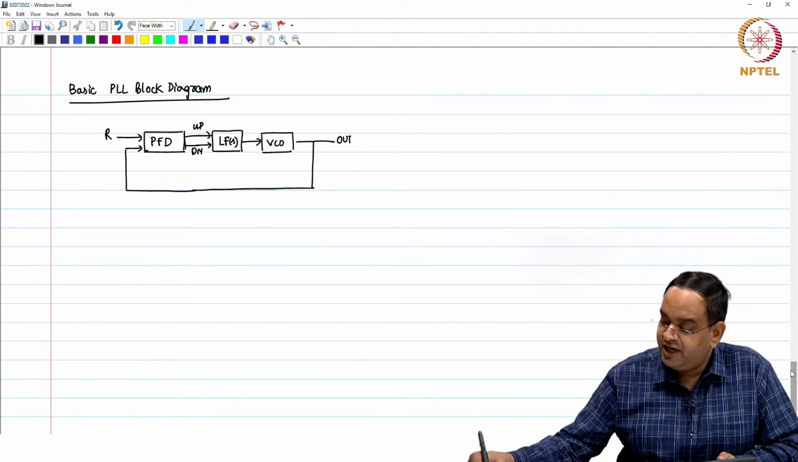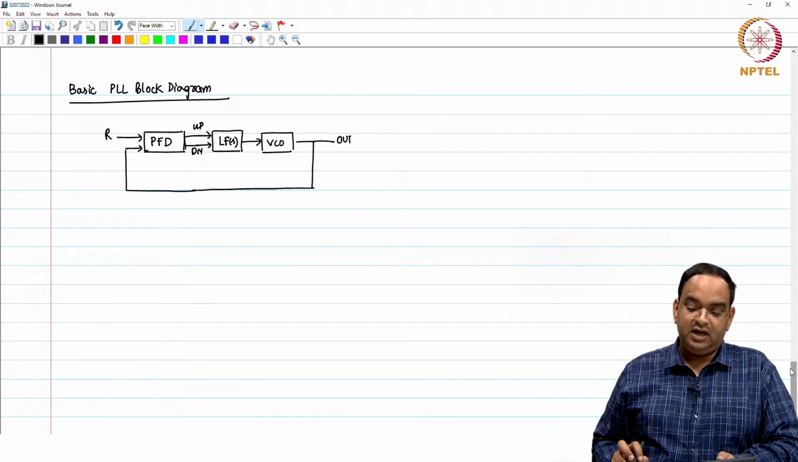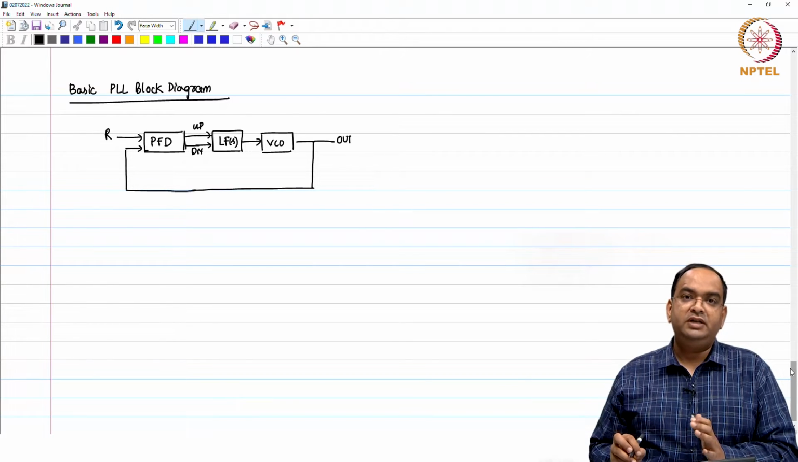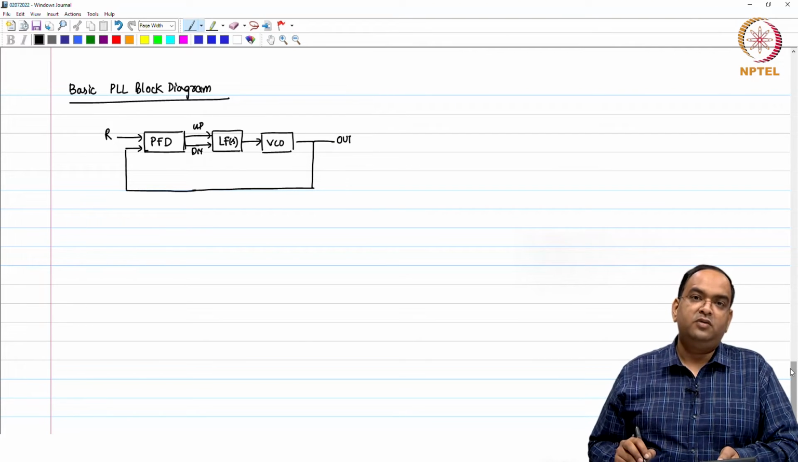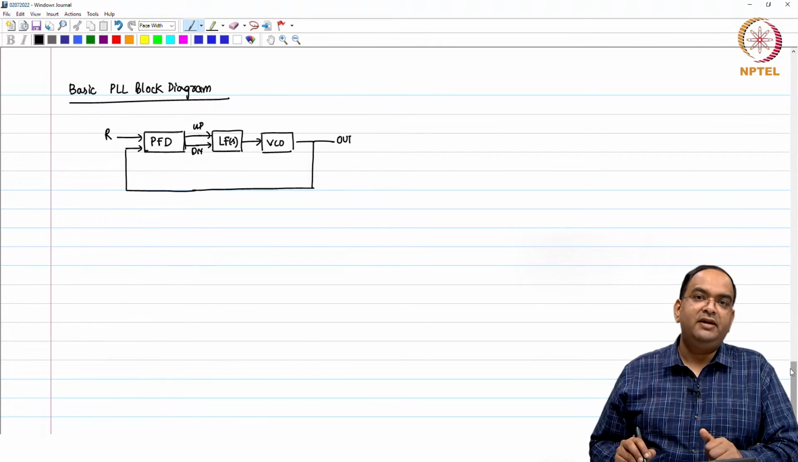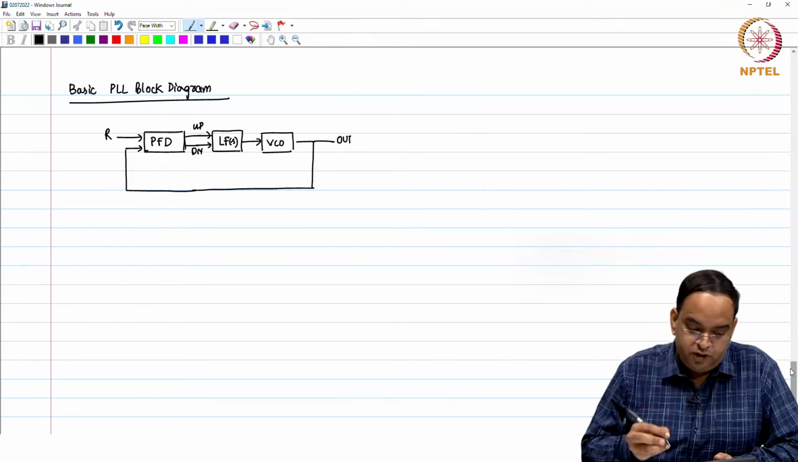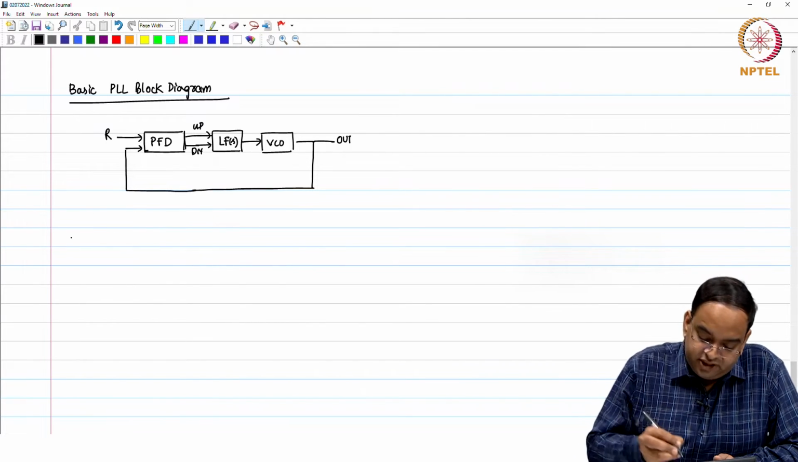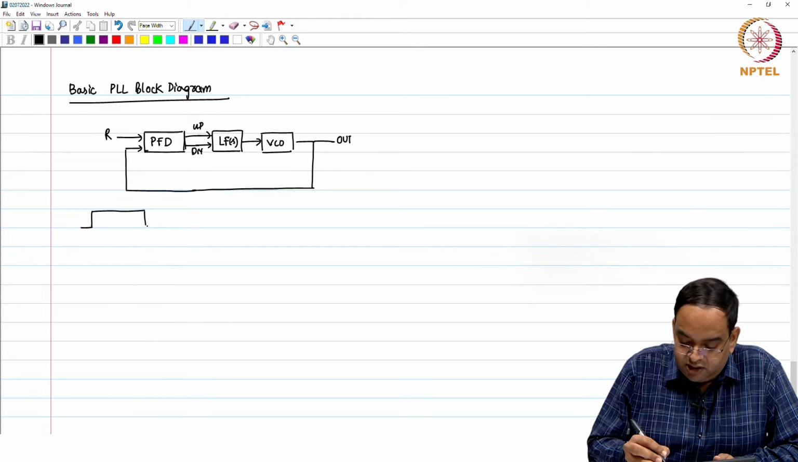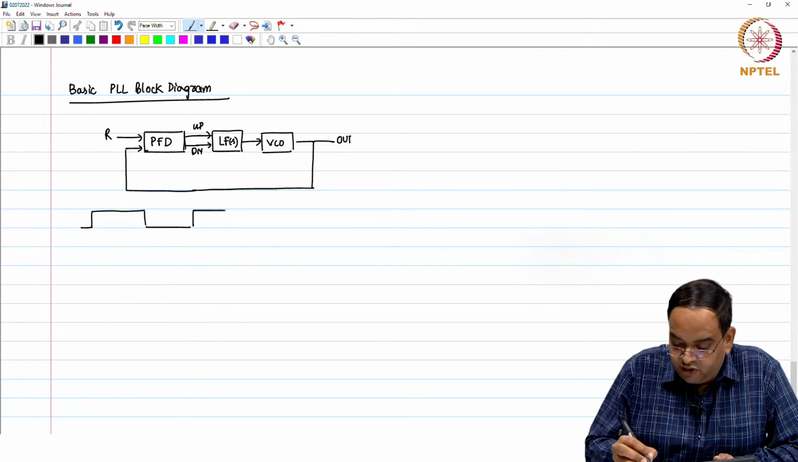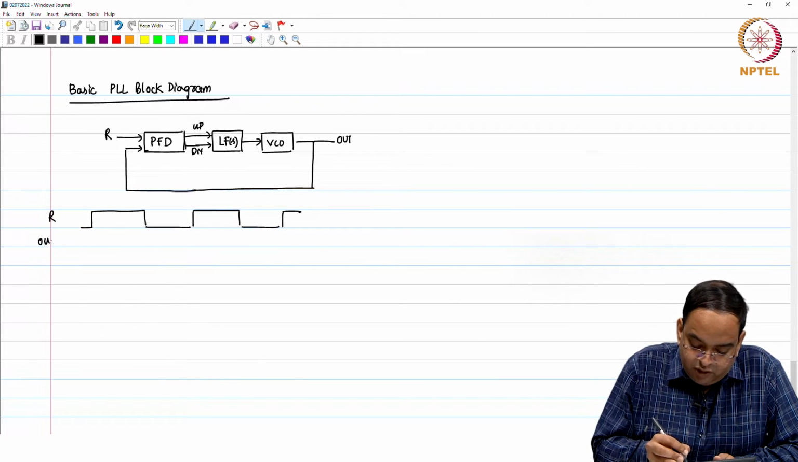So, the question which we have now before us is how we are going to convert these up and down signals to some voltage signals and then get it filtered by the loop. So, let us look at what these up and down signals are and how they look. For example, we have seen this, but I will just redraw it. So, you have this R signal and you have the out signal.